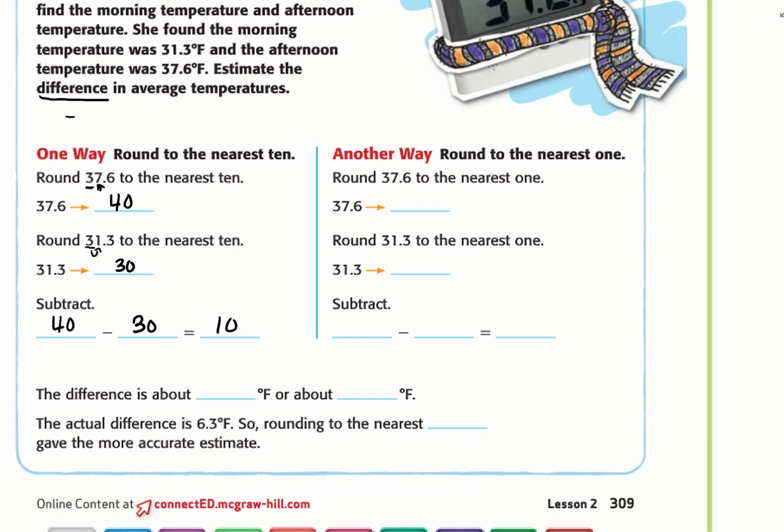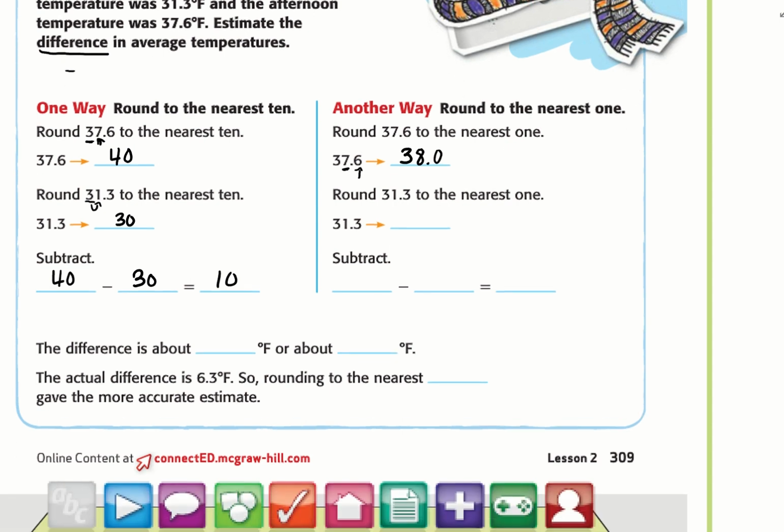So another way, we can also round to the nearest 1. So if I look at my 1 spot and then look at the number to the right, 6 is 5 and above, so my 1 spot is going to raise. So that stays the same. My 7 raises to an 8, and everything behind it becomes 0. So I can just have 38.